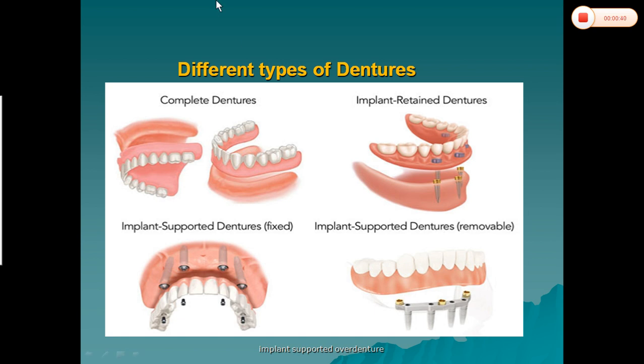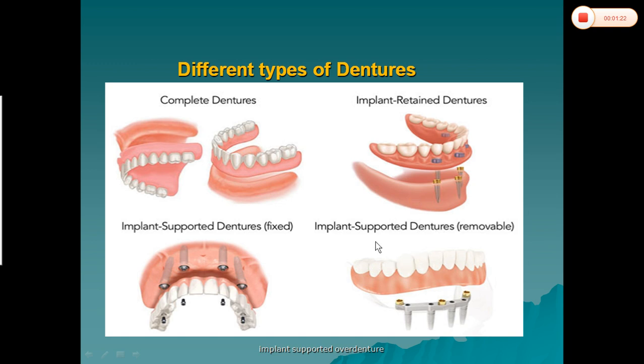You can see complete dentures, where over completely edentulous ridges the dentures are placed. Well, this is implant retained. In implant retained dentures, two or a few implants will be placed over which the overdenture will be placed. This overdenture will be resting on the implants as well as on the tissues. So the implants will retain the denture, as well as it will take support of the tissues.